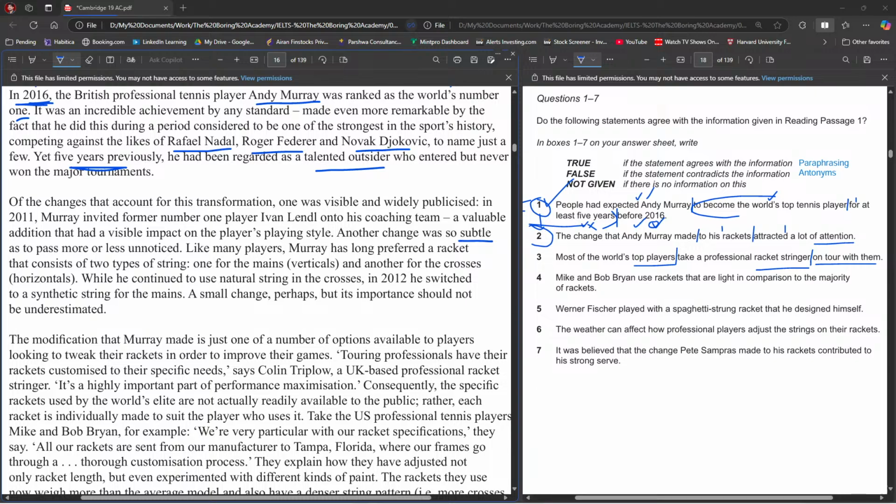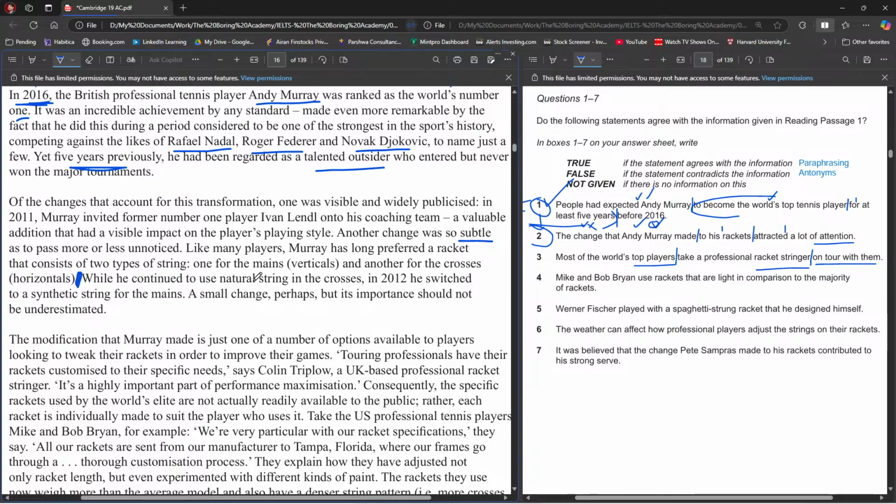Like many players, Murray has long preferred a racket that consists of two types of string. One for the mains, that's in bracket vertical, and another for the crosses, horizontal. Okay. While he continued to use natural string. Hold on, yeah, we'll stop here.